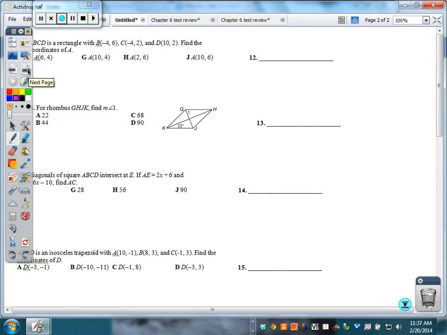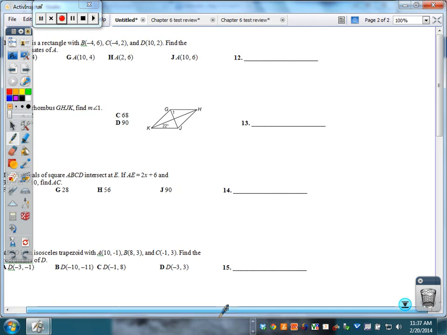All right, the next one we have, let's move the page over here a little bit.